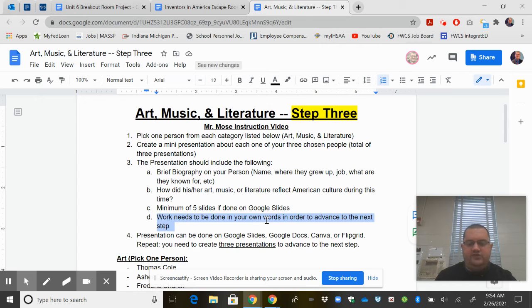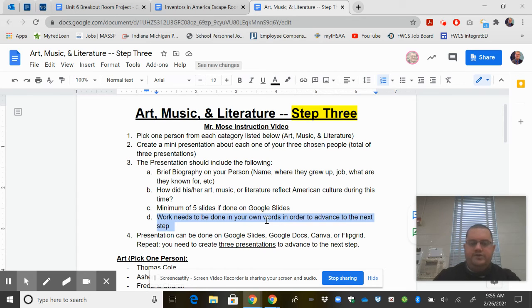Do not copy and paste. It's going to be very obvious and you're going to have to redo it. You're going to spend more time trying to sneak through it quickly than if you just did it right the first time. Presentations can be done in Google Slides, Google Docs, Canva, or Flipgrid. So you have a couple different ways that you can do it. But at the end, we need to have 3 presentations, and they need to meet those 2 guidelines at the top: the brief bio, and how it reflected American culture during the time.